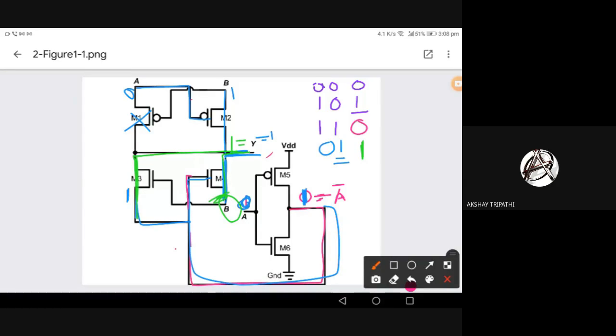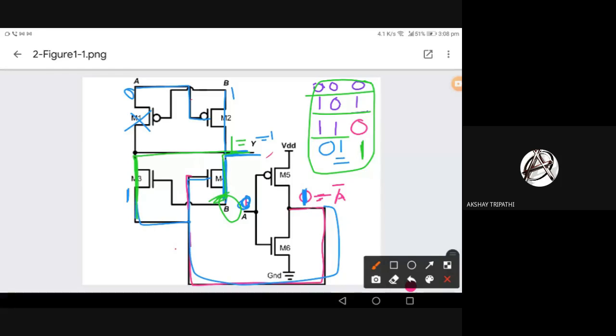So what type of gate is this? We have the fourth condition completed. So what kind of gate is this? 0 0 0, 1 0 1, 1 1 0, 0 1 1. XOR gate. Yeah, this is definitely an XOR gate.